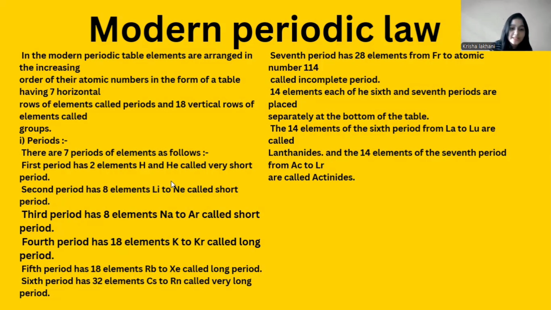As you can see here, the second period has 8 elements, lithium to neon. The third period also has 8 elements, that is Na, sodium, to argon. The fourth period has 18 elements, from K to krypton. K is nothing but potassium. So this is how long it is. Where was I? The period of magnesium is the third period.